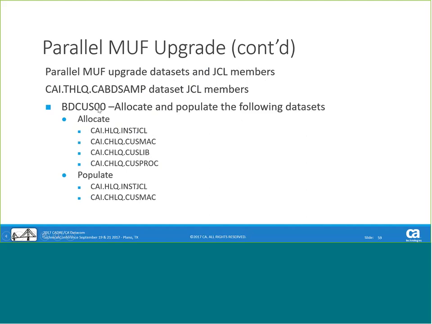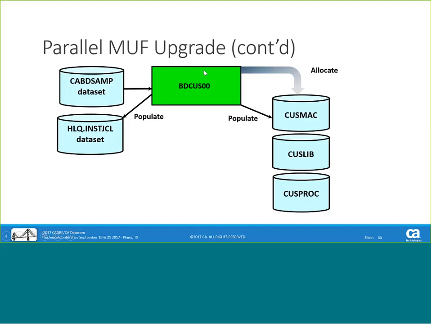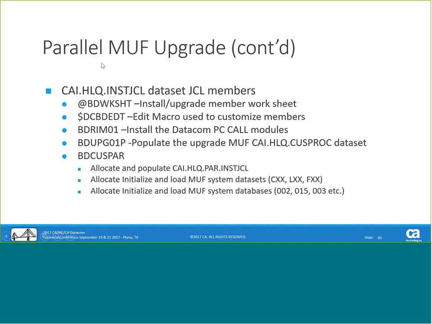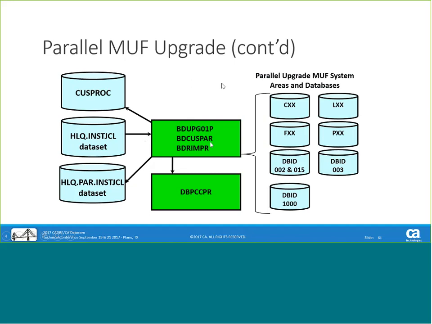So the parallel upgrade date is 10. It's very much the same as what you've already seen. You have the cust member. You create and populate these. So regardless of the method you pick, the steps are pretty much the same. You have your INST-JCL members. They're the same, except you have a P to populate the upgrade MUF cust procs. Those are minor differences if you're using parallel, and that's because you're actually upgrading or populating a different environment set of resources. You're not doing it in the original source. You're doing it for the target. You're doing it in the parallel world.